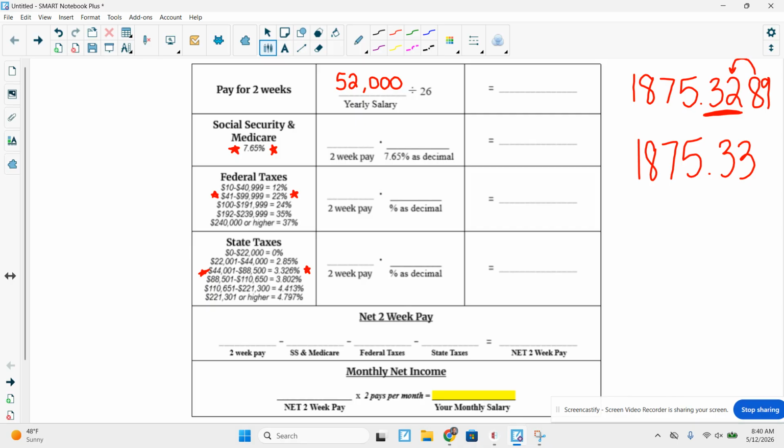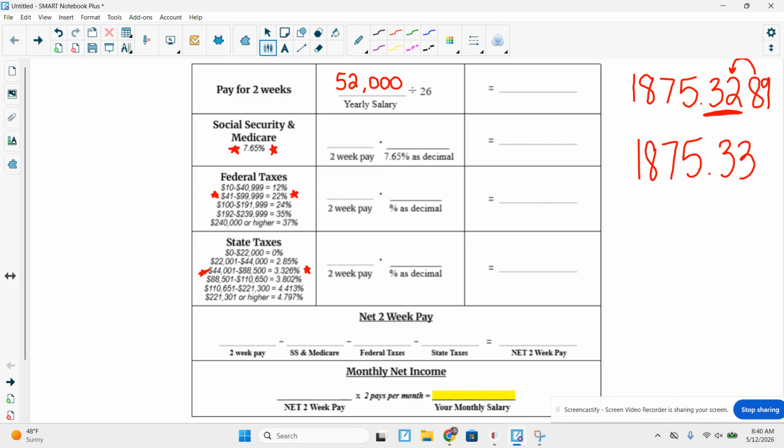So there are 52 weeks in a year. You get paid every other week. So actually, you only get paid 26 times. So please divide your yearly salary by 26. We are not helping with rounding or anything. That is on you.